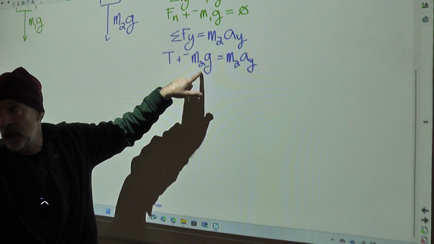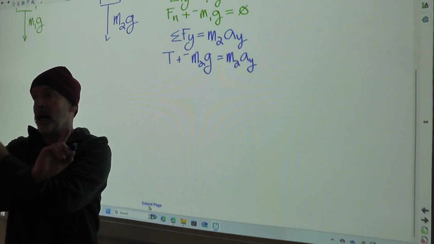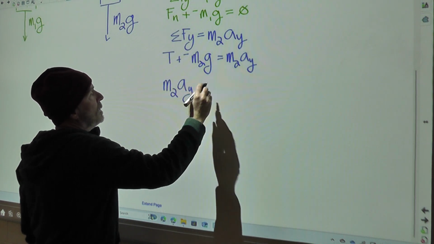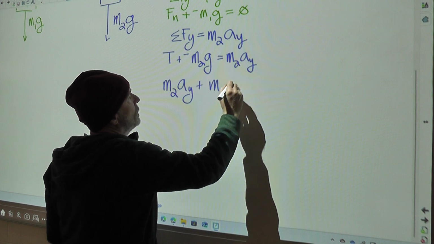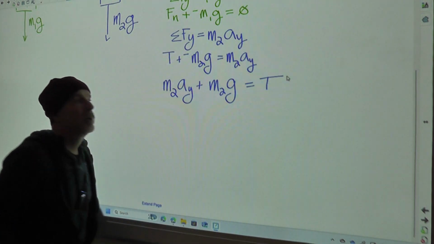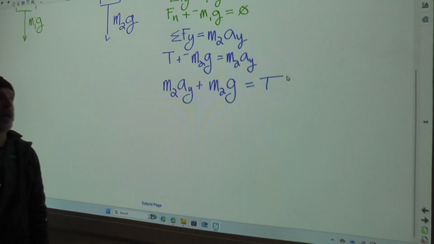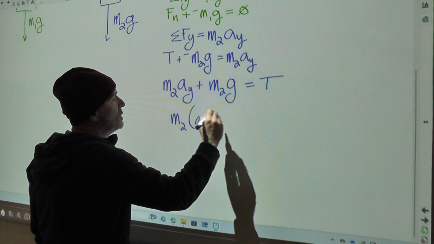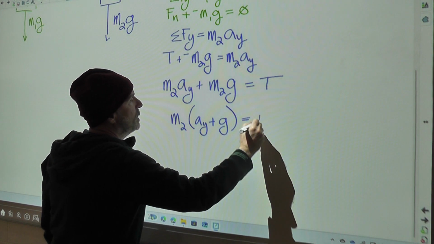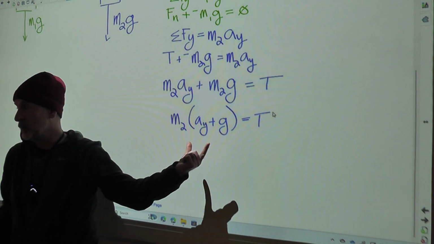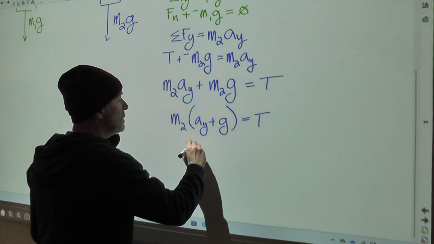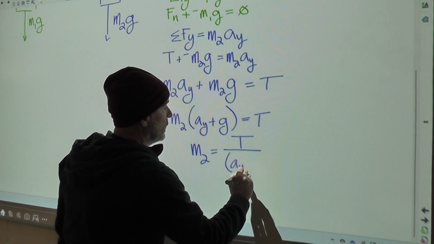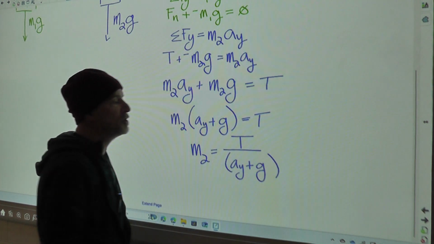So let's solve this equation for mass. If we add m2g to both sides and switch sides, algebraically we get m2 times the acceleration plus m2g will equal tension. The algebra here involves factoring m2 out from both sides. m2 times the acceleration of the object plus g will equal our tension. If we divide both sides by this quantity, we can find the mass is going to be tension divided by the acceleration of the hanging mass plus g.